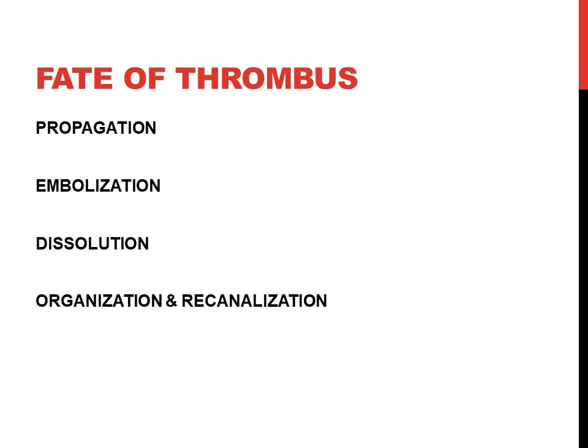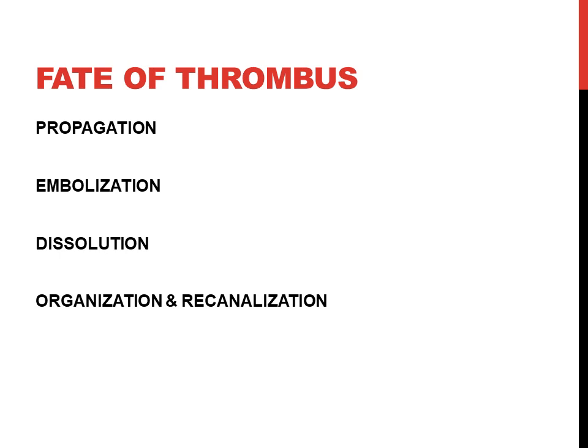A very important slide: the fate of thrombus. It can be propagation, embolization, dissolution, or organization and recanalization. Propagation of the thrombus occurs due to accumulation of platelets and fibrin meshwork. Embolization, or embolus formation, is when a thrombus is dislodged from one site and transported elsewhere in the vascular system. For example, a thrombus in the lower limb can get dislodged and travel to the pulmonary circulation, resulting in pulmonary embolism.